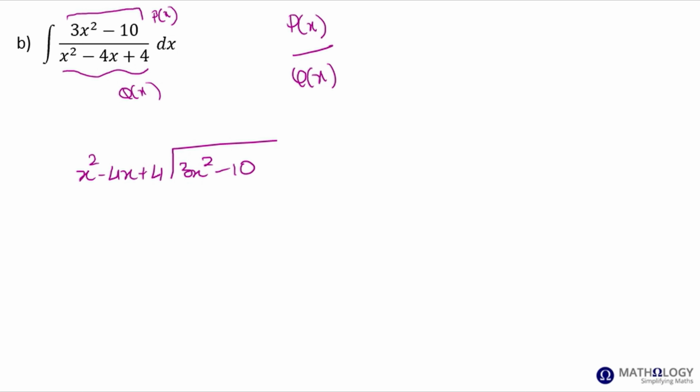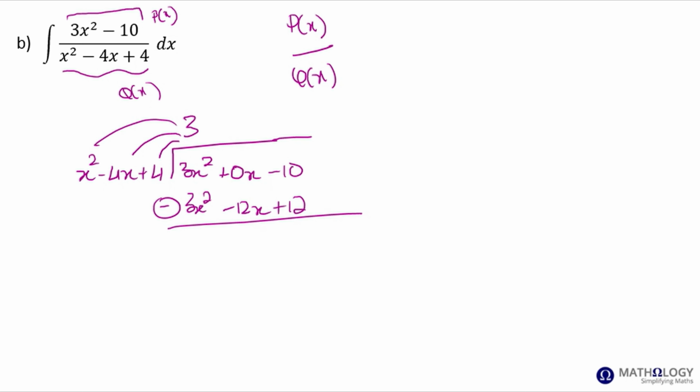Now to do so, we need an x term in here because we have an x term there. So because there's no x, we're going to add 0x: z plus 0x minus 10, and we're going to divide. And so x squared divides into 3x squared 3 times, and then 3 times x squared is 3x squared, 3 times minus 4x is minus 12x, and 3 times 4 is 12.